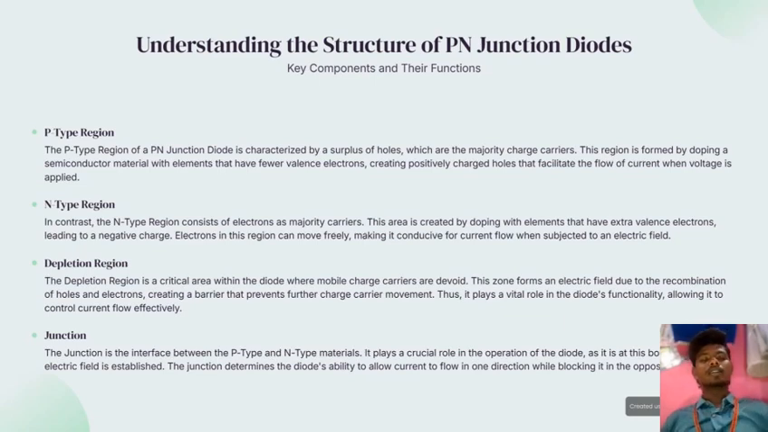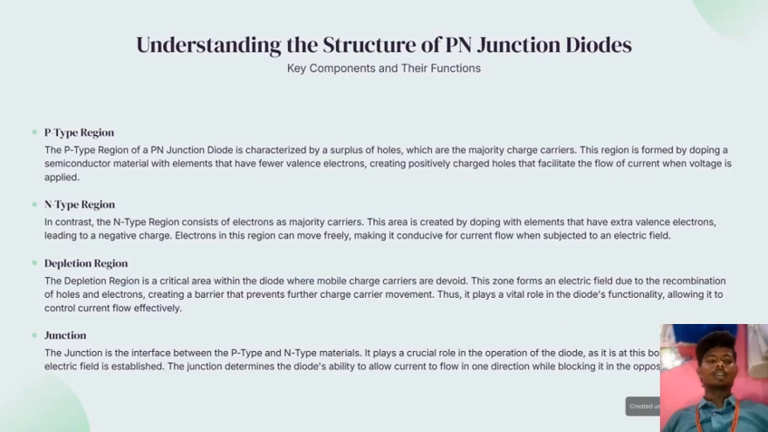N-type region. In contrast, the N-type region consists of electrons as majority carriers. This area is created by doping with elements that have extra valence electrons, leading to negatively charged electrons in this region that can move freely, making it conductive for current flow when subjected to an electric field.